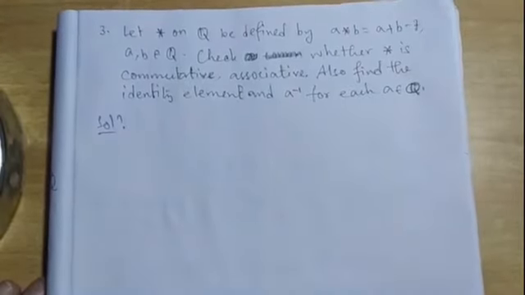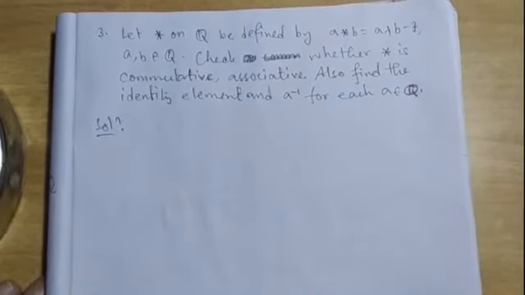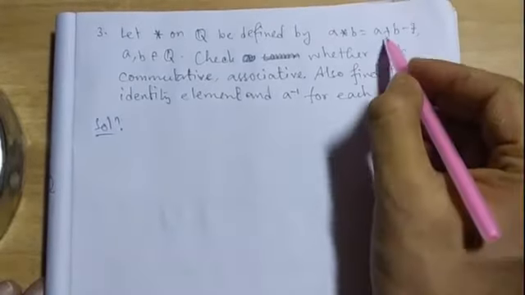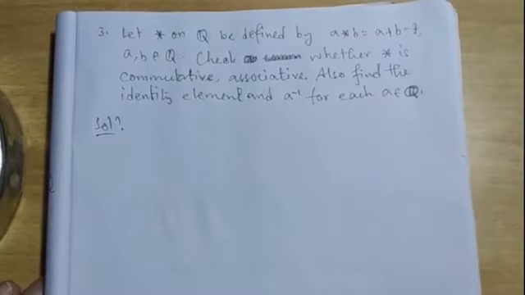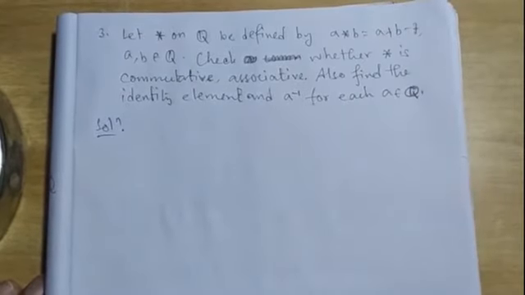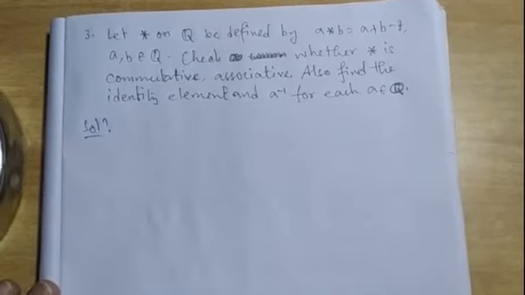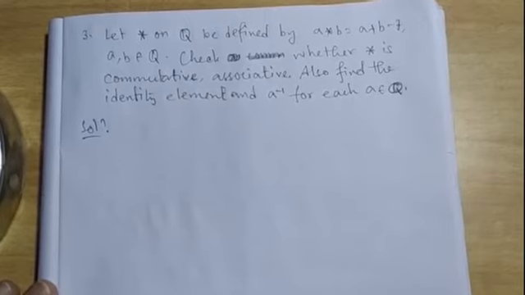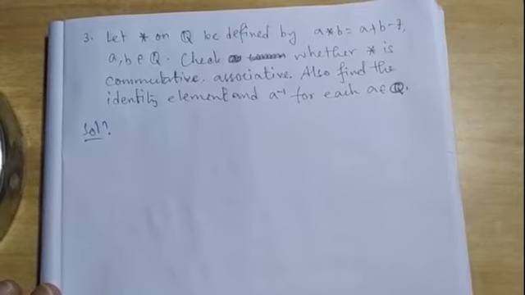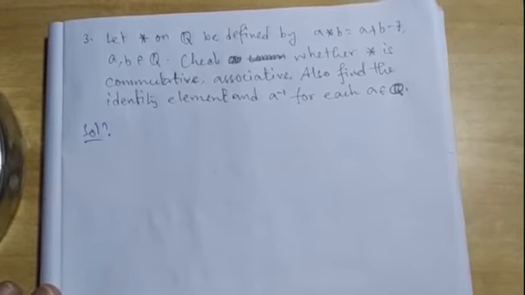So first of all, let me explain why it is a binary operation. See clearly, A plus B will belong to Q for A, B belonging to Q. So we can say that A plus B minus 7 will also be a rational number, and it will also belong to Q. So we can say for any A and B from Q, this A star B will belong to Q. So for that we can say that star is a binary operation on Q.